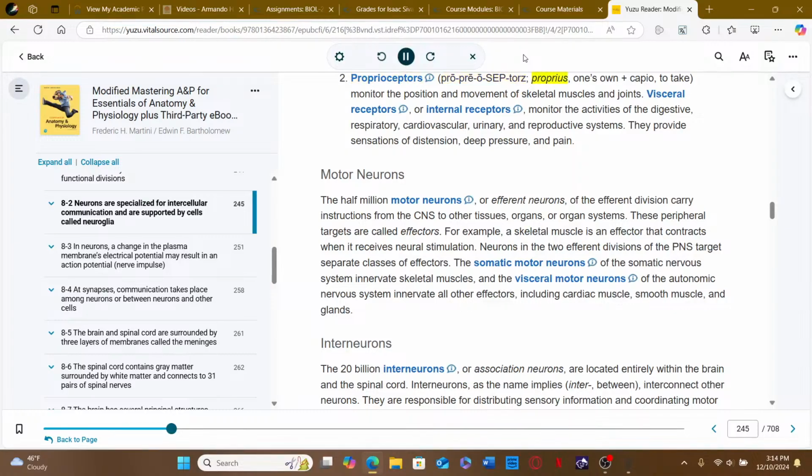Proprioceptors (proprios, one's own, plus capio, to take) monitor the position and movement of skeletal muscles and joints. Visceral receptors, or internal receptors, monitor the activities of the digestive, respiratory, cardiovascular, urinary, and reproductive systems. They provide sensations of distension, deep pressure, and pain.